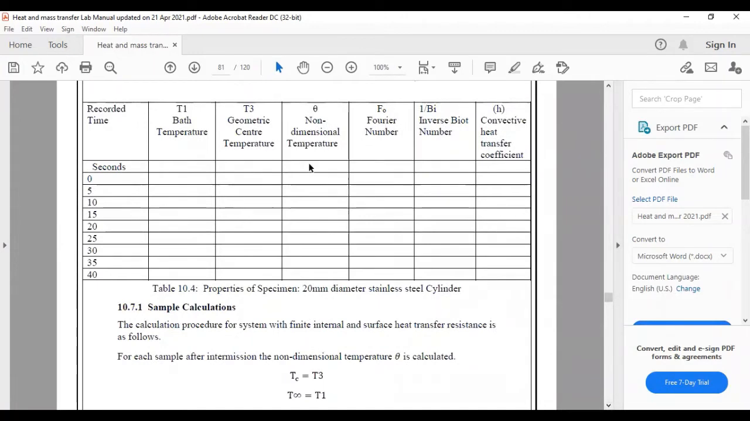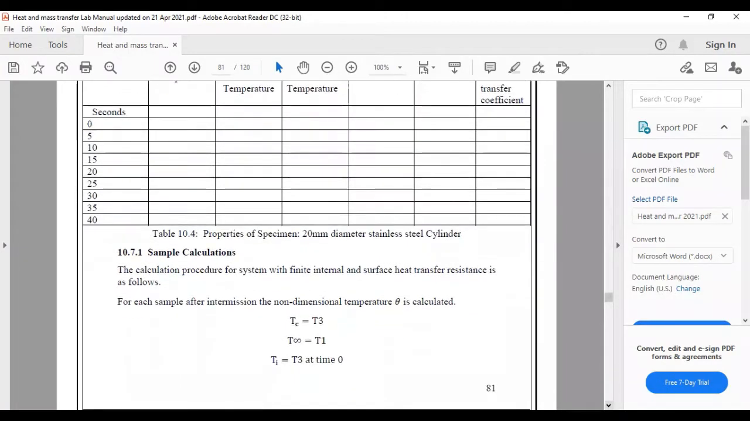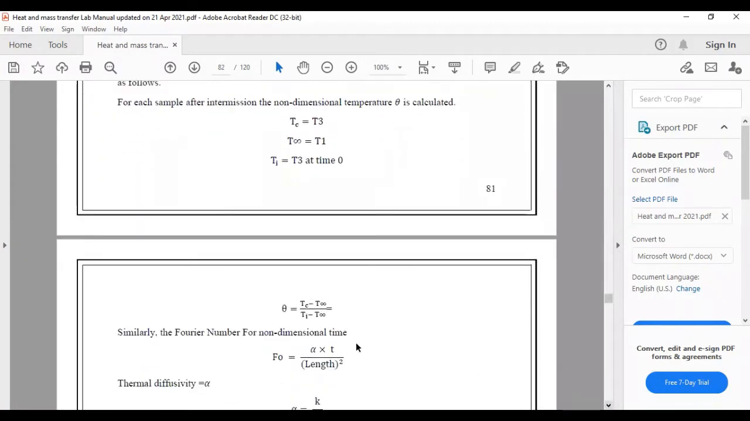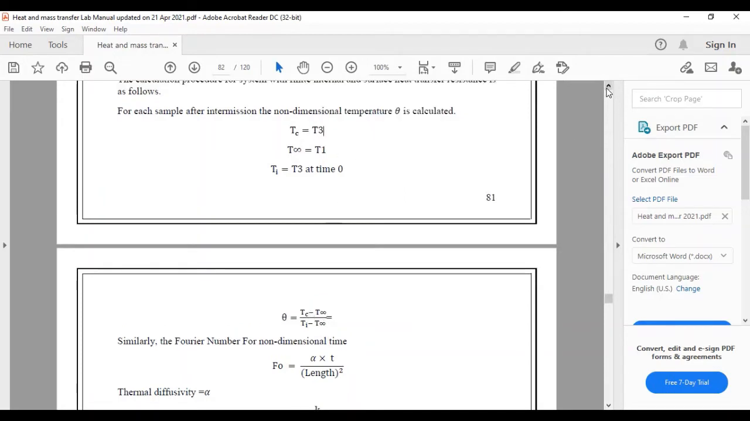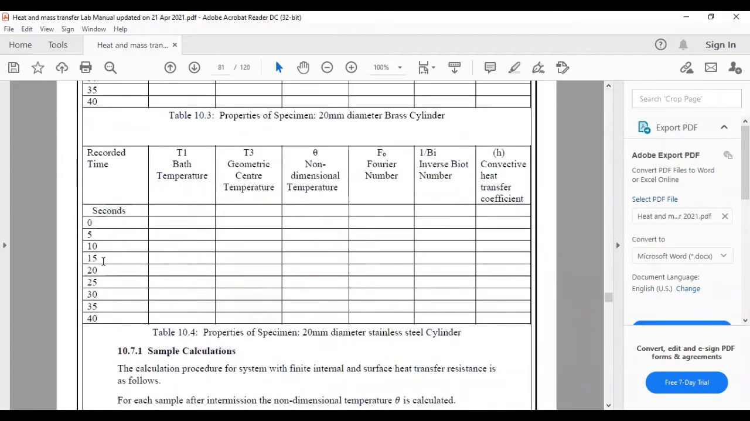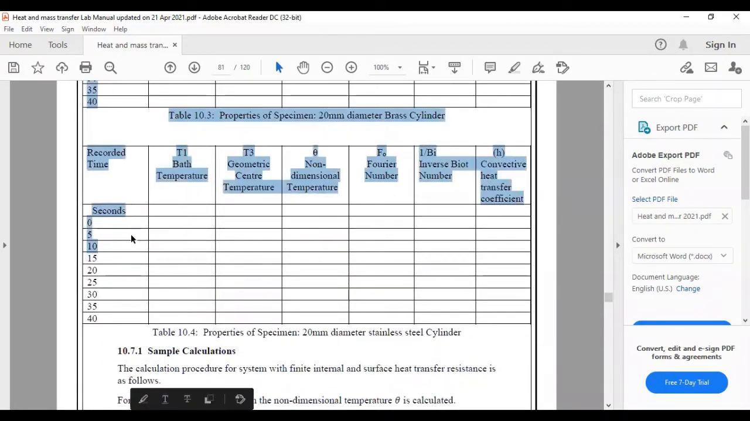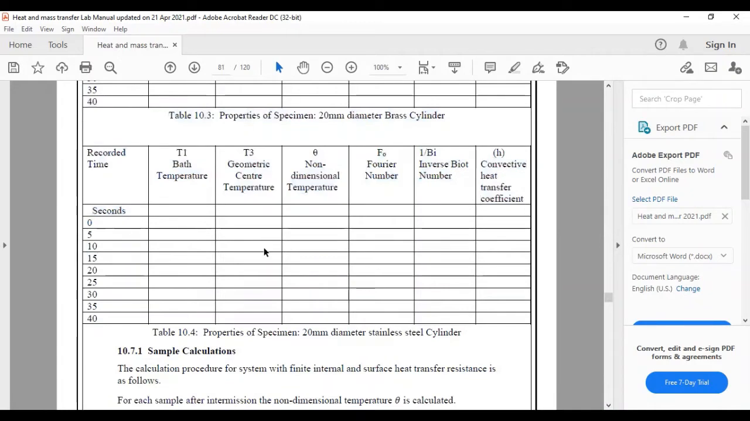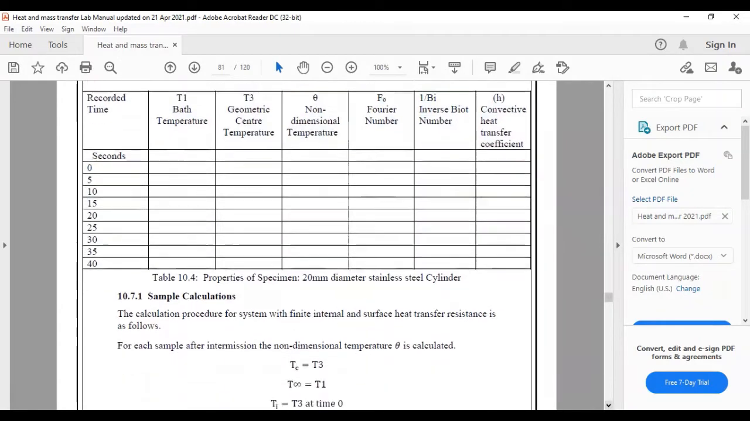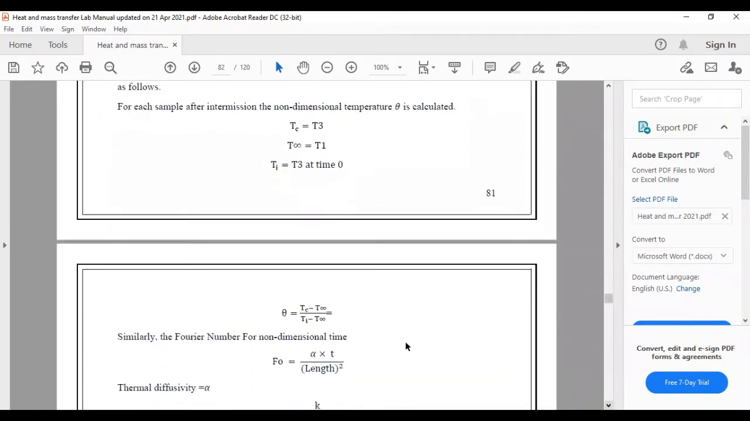The first thing in this table is theta. Basically, theta is Tc minus T infinite divided by Ti minus T infinite. Now, what is this Tc? Tc is basically T3 that we are taking here. So for each observation, for example, if you are calculating the value for 5 seconds, then you will use the value of T3 as Tc. And similarly, T infinite is the value of T1.